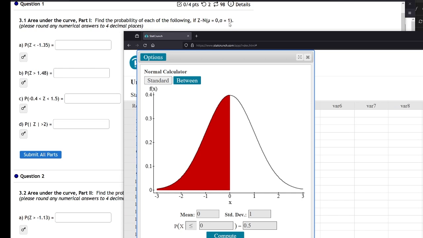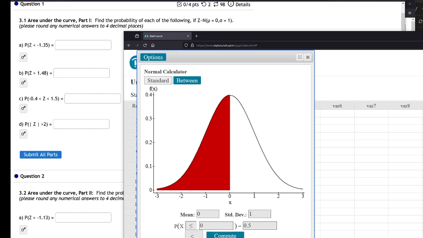We've got a standard deviation of 1 in the problem. We've got a standard deviation of 1 on our calculator. So we're all set to go. Now we just have to make this line down here match this up here. So it says we need to know the probability that the z-score is less than negative 1.35.